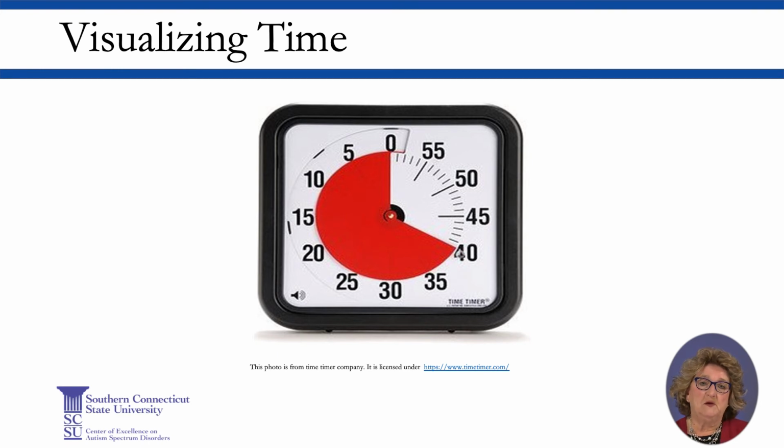Visualizing time. We talked about abstract concepts being sometimes challenging for students on the autism spectrum. So this is an example of a time timer, and it shows elapsed time. There are many other types of timers that can be used. Some students like to use their own watch with a timer, or if it's permitted in their school setting, a cell phone with the time component on it. This helps them to visualize time and make an abstract concept a lot more concrete.